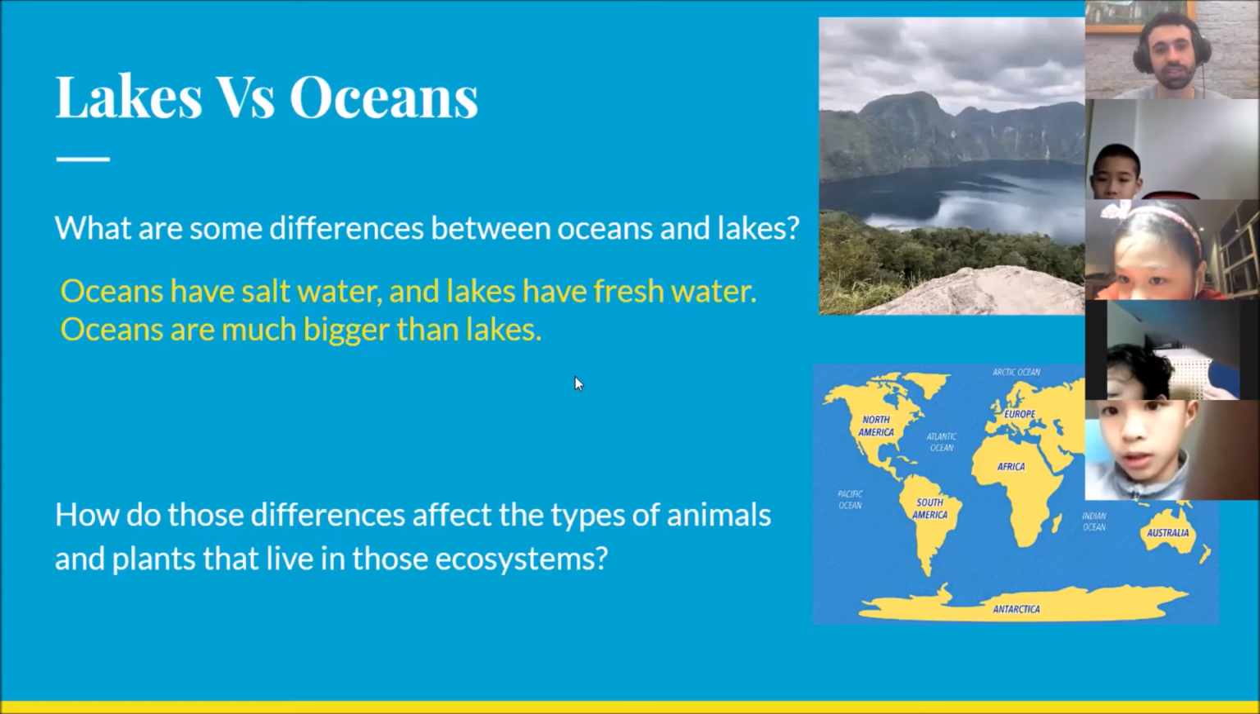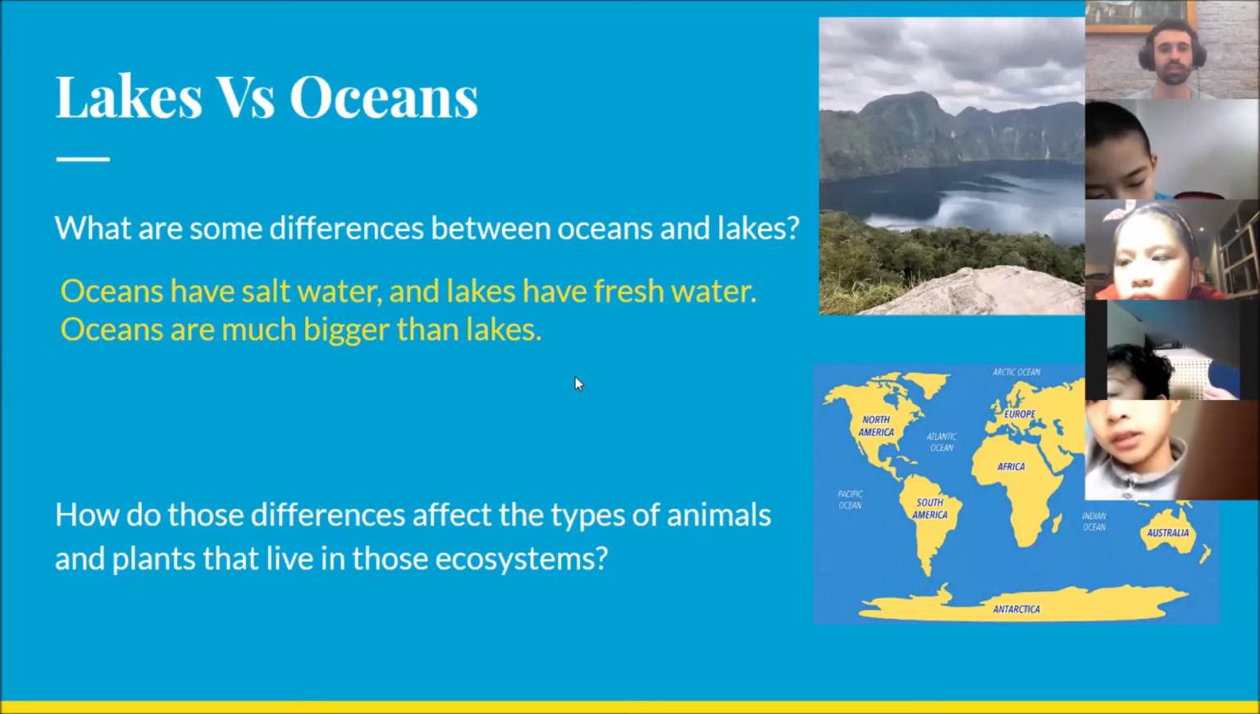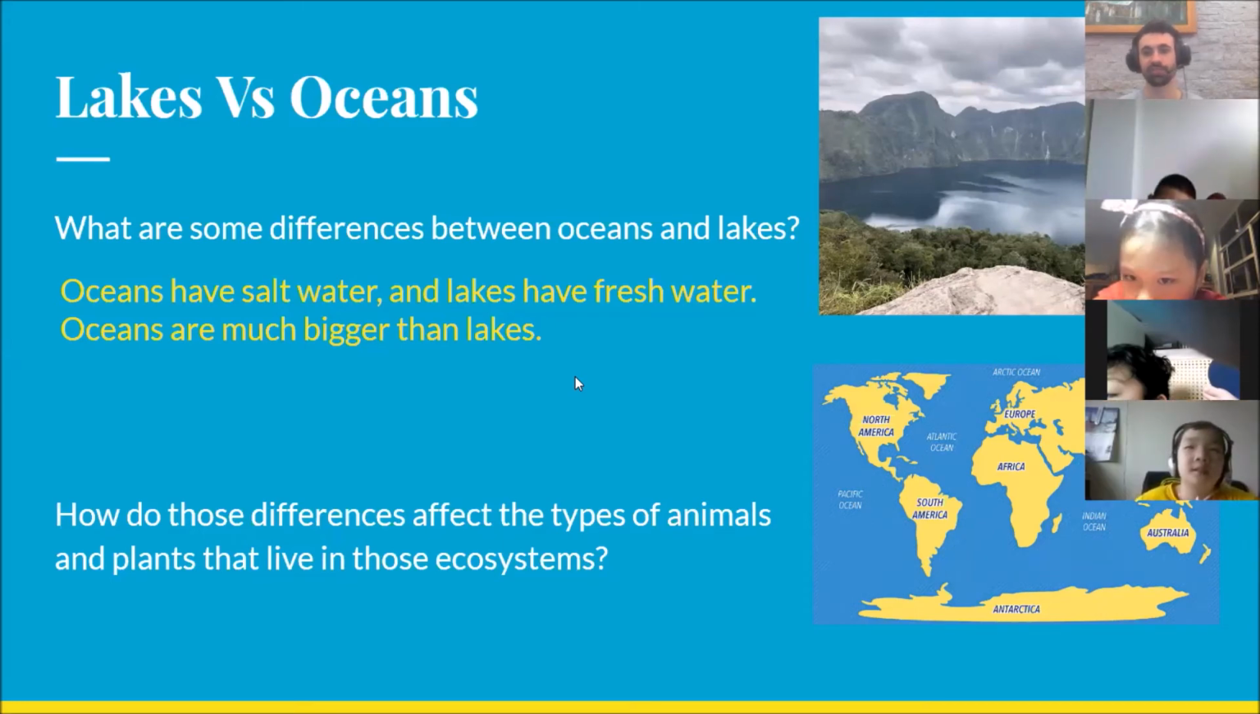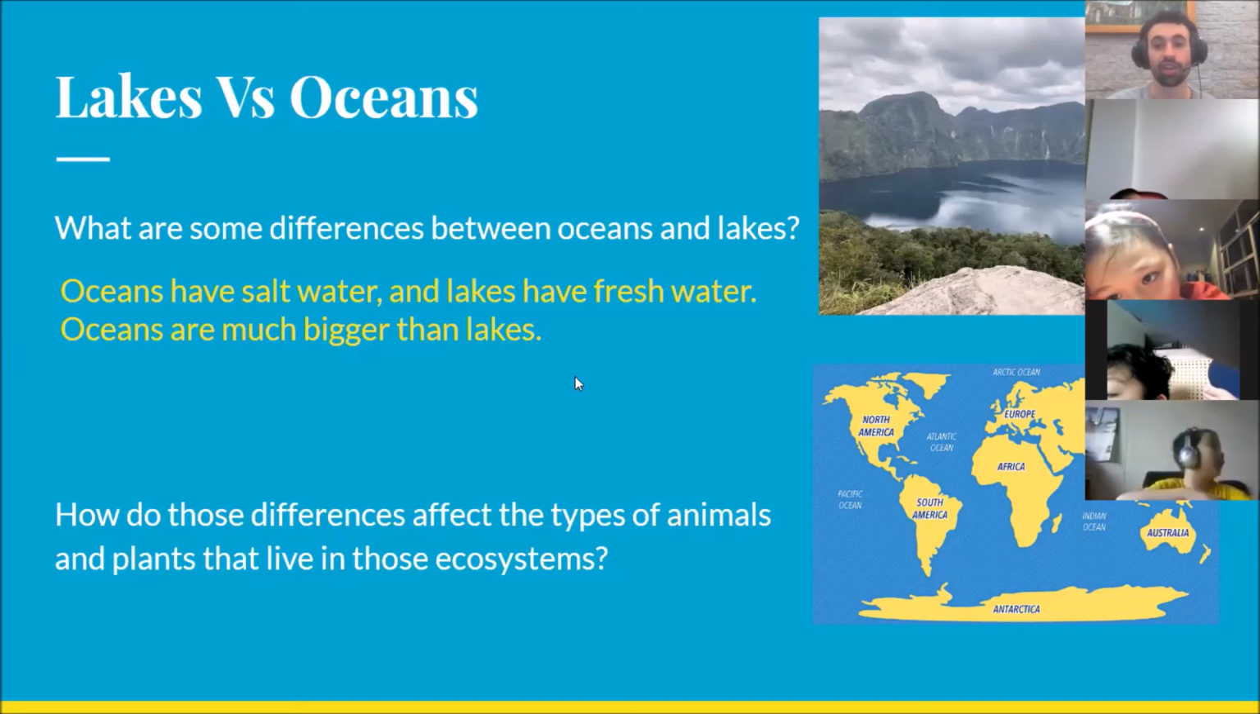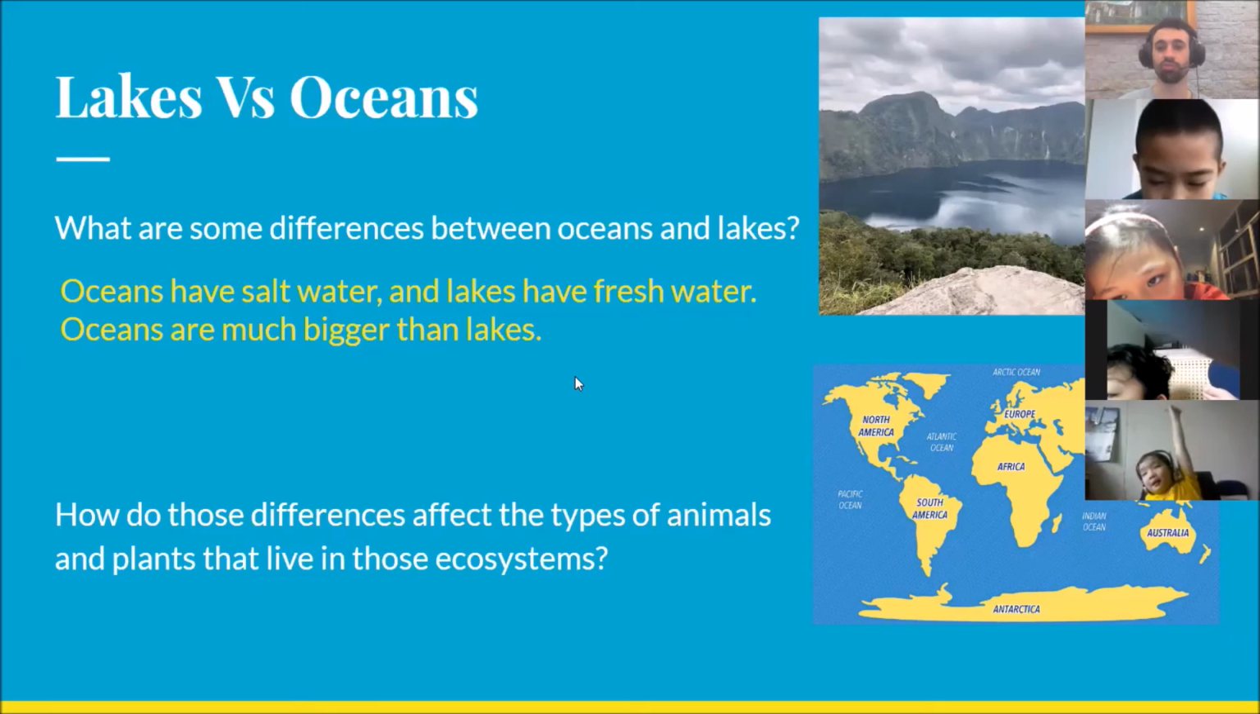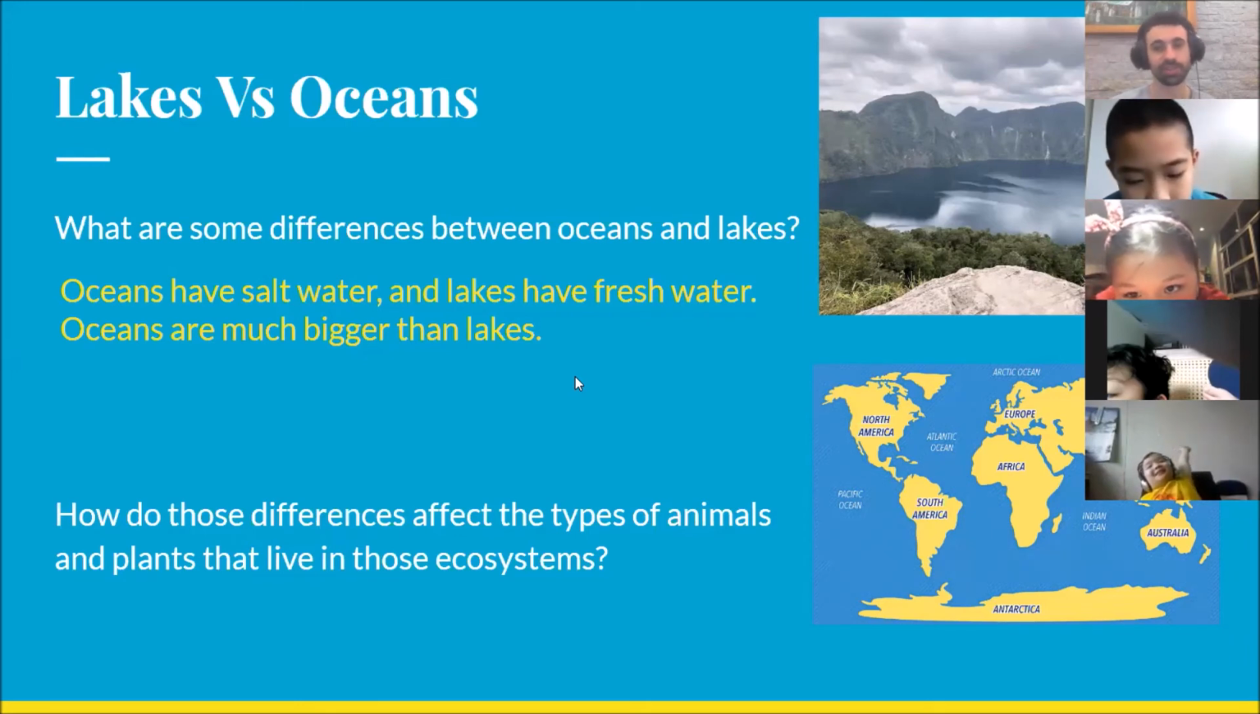How do those differences affect the types of animals and plants that live in those ecosystems? David, what do these plants and animals must have to live in salt water or fresh water? What's the word we're looking for? A purifier. Yeah, you're not wrong, honestly. Saltwater fish and freshwater fish have to constantly change the water going into them so they don't lose all of their water. I know it sounds weird, but you guys get into that later.